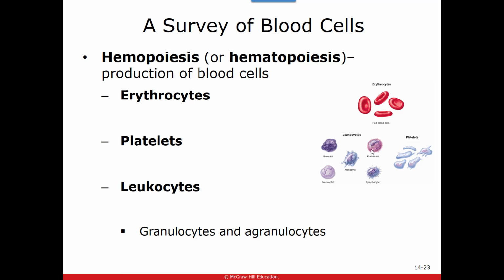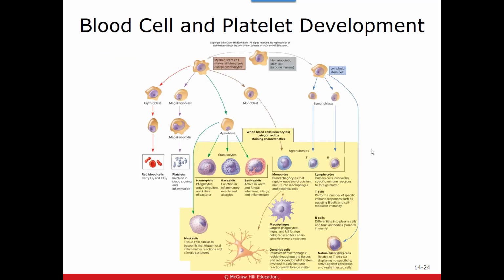This is just showing that our red blood cells, platelets, and 5 different white blood cells all come from the process of hematopoiesis. They all come from stem cells and then differentiate. And even some of the white blood cells can differentiate. There's more than one kind of lymphocyte, but we'll get into that in chapter 15.